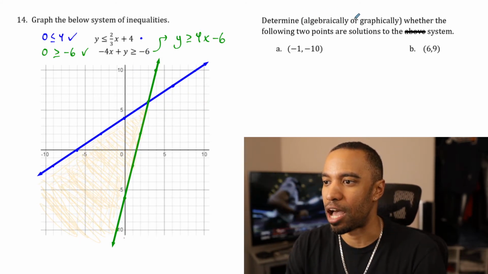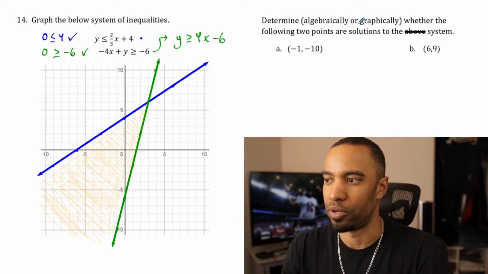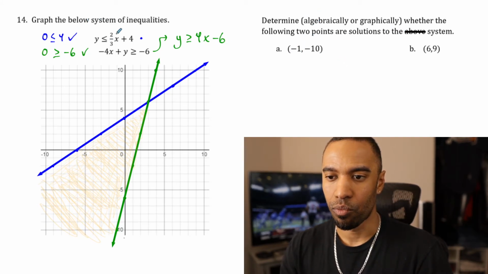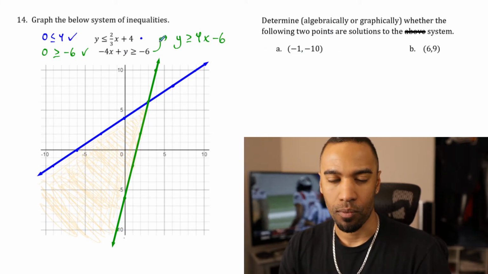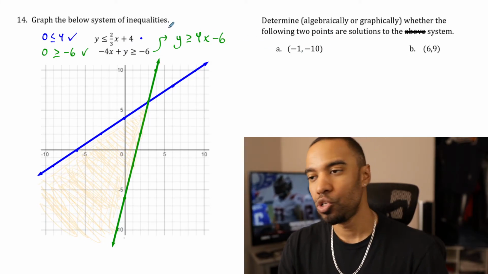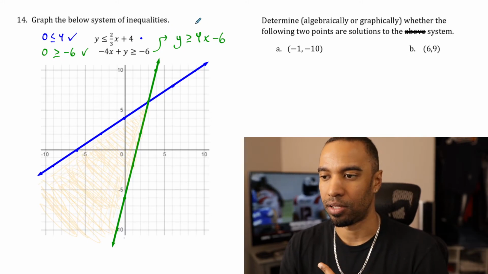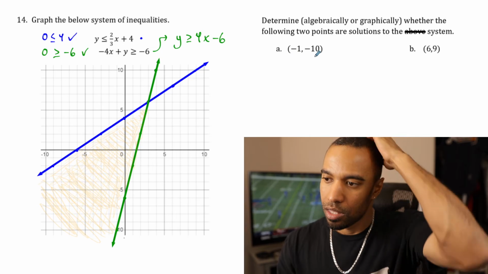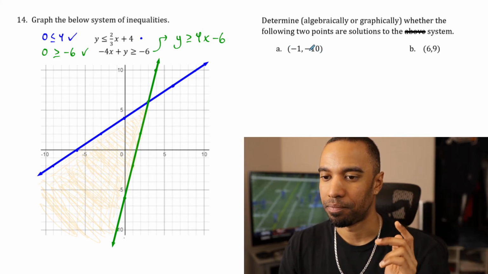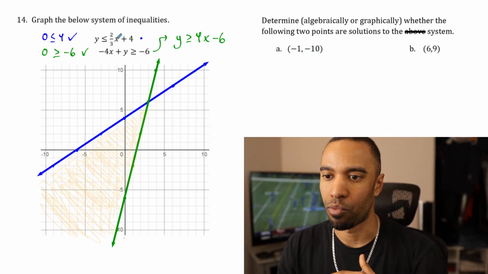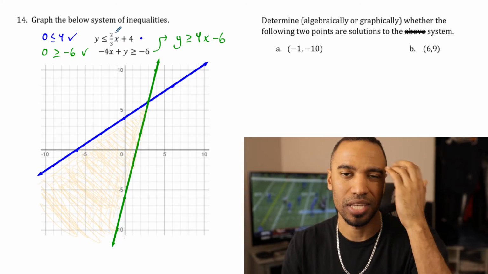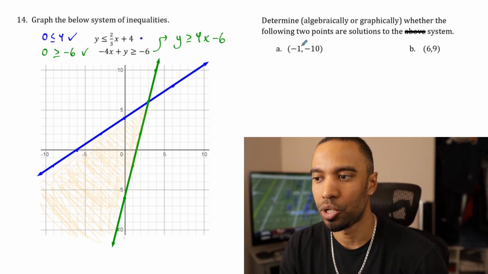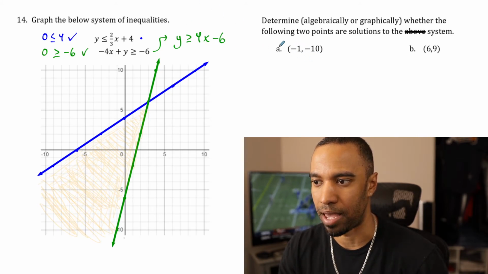All right, so now I got to determine algebraically or graphically whether the following 2 points are solutions to the system. Just like how I tested 0, 0, you could substitute -1 for x and -10 for y into these and figure them out. I'll do one of them graphically and I'll do one algebraically. I'm not going to do this one algebraically because I don't want to substitute -1 into x in this fraction because it'll stay as a fraction. So I'll do both of them graphically, but I'm going to show you this one graphically only.